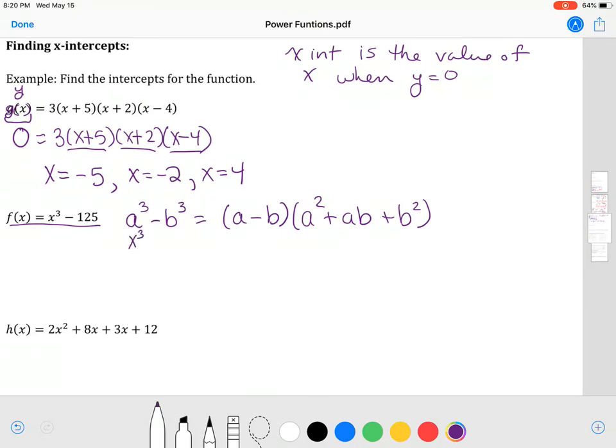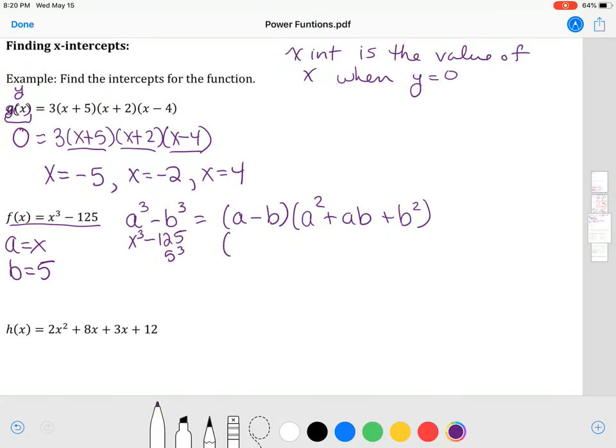So if we have x cubed minus 125, my a is going to be x, right? X cubed is a cubed, so x is a. And b is going to be 5, because I can rewrite 125 as 5 cubed. So that would be my b. So all I would have to do then is go ahead and replace this in my formula to factor.